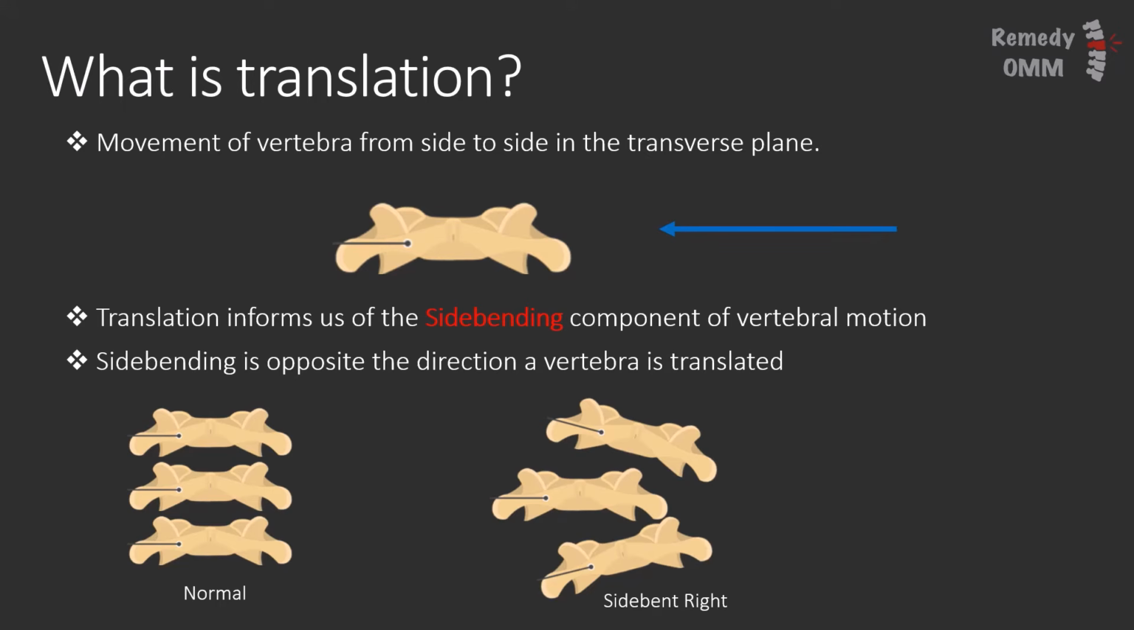bending. Or a better way to think about it is that restriction in translation is the direction that vertebra is side bent. Let's look at this example below. On the left, we have a normal stack of vertebra. On the right, we have a stack that is side bent to the right. And you can see here in this example that if we tried to translate to the right, or from left to right, that the way the vertebra is positioned will limit and restrict the translation. Whereas if we try to translate to the left, we have more freedom and ease in that direction.